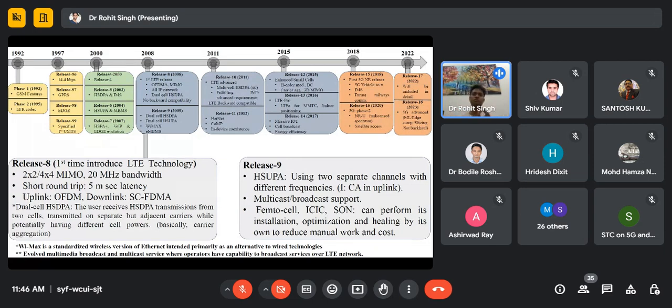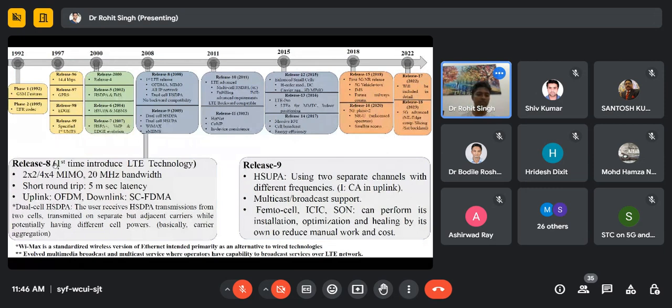So from 2 cross 2, we are now moving towards 4 cross 4, and then 8 cross 8, 16 cross 16, 64 cross 64, and so on. So we keep on increasing the number of antennas at the transmitter as well as at the receiver. So this is the first major breakthrough from third generation to the fourth generation.